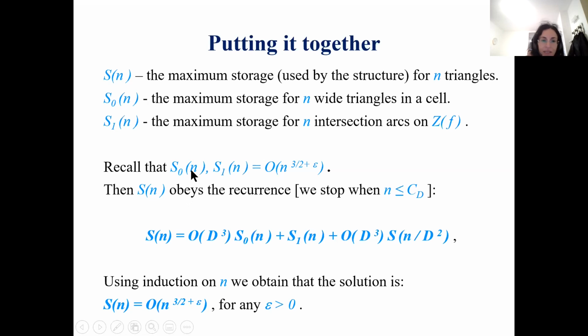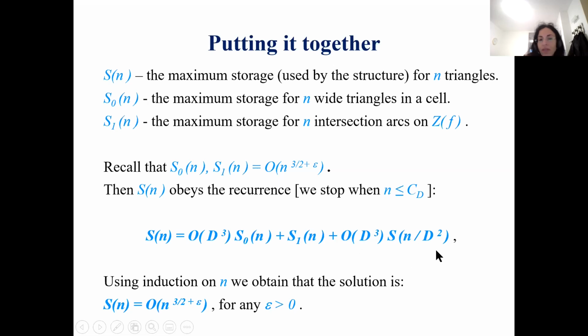Okay, so like I explained before, the bounds on S0(n) and S1(n) are n to the 3/2 plus epsilon. And therefore, S(n) obeys the following recurrence. We stop when the number of triangles in a cell is less than some constant that depends on d, but this is what we get. So we get order of d cubed S0(n) because this is the handling of the white triangles in each of the d cubed cells, plus the handling on the zero set, plus the recursion over the narrow triangles.